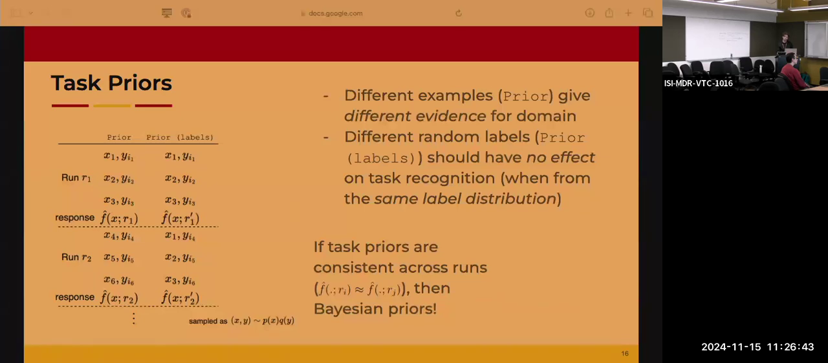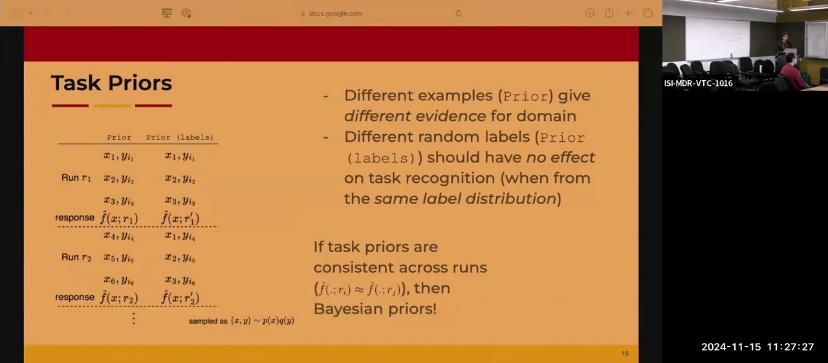So while in the first case, different examples can provide perhaps different evidence for the domain of the problem to the model. To give you an example here, when we are dealing with moral foundations from Reddit, the comments were sampled from various targeted subreddits, and therefore, which subreddits the comments are coming from in the prompt may influence the model's decisions. Whereas for the labels, when changing only the random labels, the task recognition priors should not be affected, with the caveat that we need to have enough examples in the prompt so that the label distribution roughly remains the same.